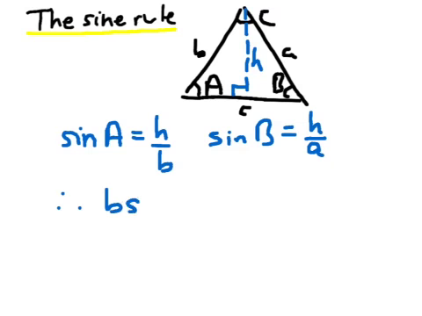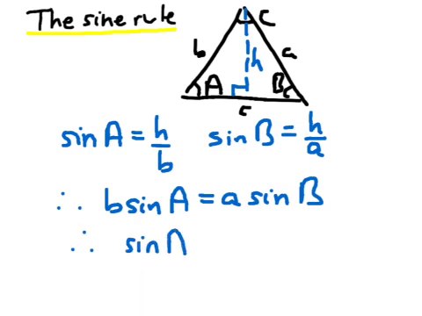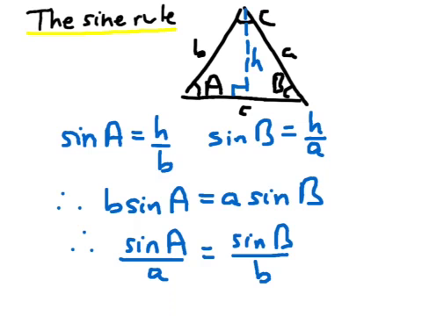that b sine capital A is equal to a times the sine of capital B. So therefore the sine of capital A, and now I'm dividing both sides by little a and by little b, so the sine of capital A over little a is the sine of capital B divided by little b. Now the third part of the sine rule, that this is equal to the sine of capital C divided by little c, can be immediately obtained by repeating this technique of dropping a perpendicular here.